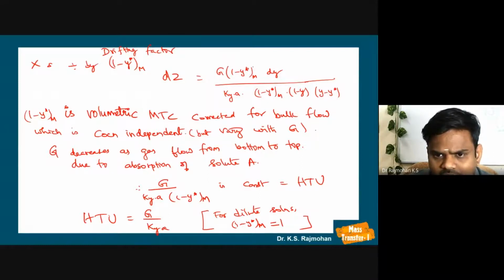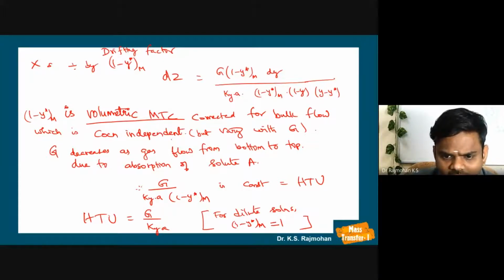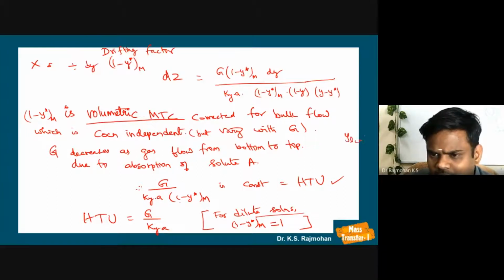The first half is G by Kya into 1 minus y star m. That term is constant because this Kya into 1 minus y star m is nothing but the volumetric mass transfer coefficient corrected for bulk flow, which is concentration independent, but it varies with the flow rate G. So this G by Kya into 1 minus y star m is constant, which is termed the height of transfer units. And for very dilute solutions, what is 1 minus y star? It is actually yB logarithmic mean.